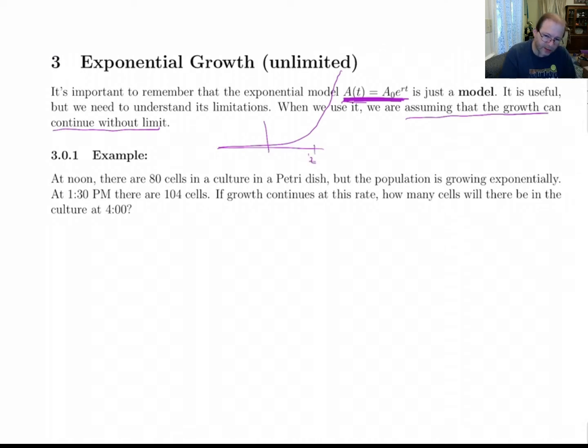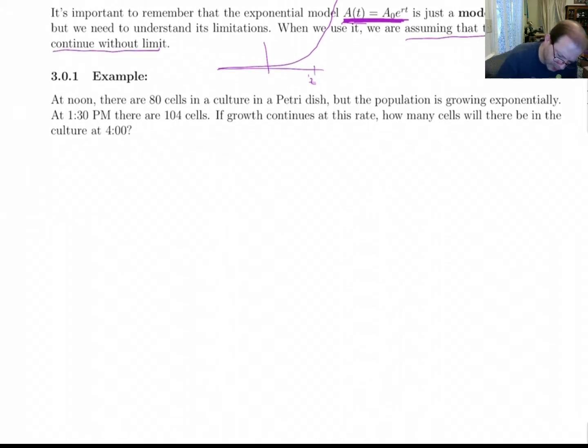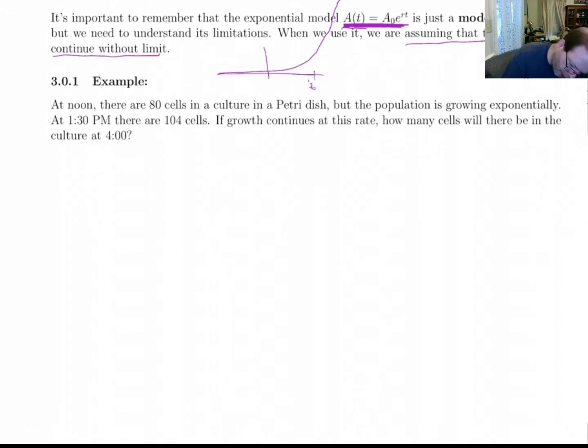At noon, there are 80 cells in a culture in a petri dish, and the population is growing exponentially. At 1:30, there are 104 cells, and it continues to grow at this rate. How many cells will there be in the culture at 4 o'clock? Okay, well, like before, we've got to solve for r first, and then we can figure out how much is going to be in there at 4 o'clock.